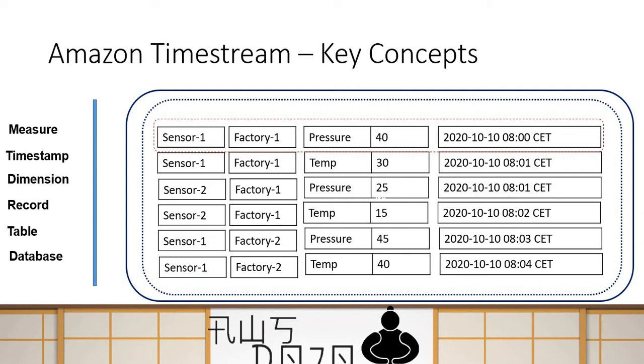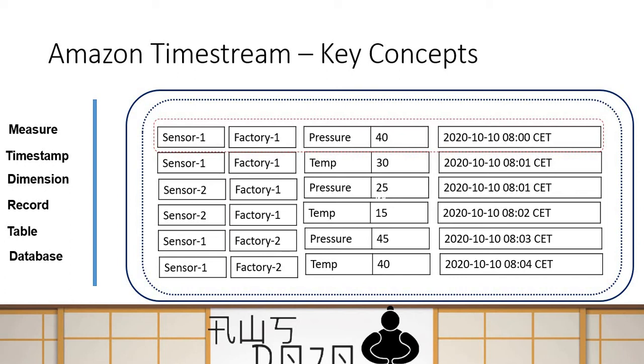So construction-wise, the way you work is that you create a database and you create a table, and then inside those tables, you publish your records, and your records will comprise your dimensions, your measurements, and your timestamp. As long as you understand these 6 terms, you understand how Timestream works. It's as simple as that. Okay, so hope it is clear. If not, let me know.